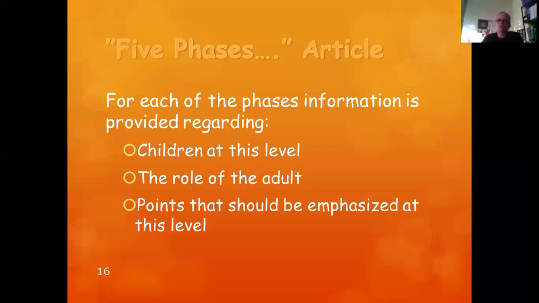And what I like about it is exactly what's up on this slide. Within each level, they talk about what children at this level do. They discuss the role of the adult. What should adults do and what should they not do? Because there's some things we shouldn't be doing that we're doing. And we're going to talk about that a little bit later in the presentation. And then they also talk about points to be emphasized at that level.